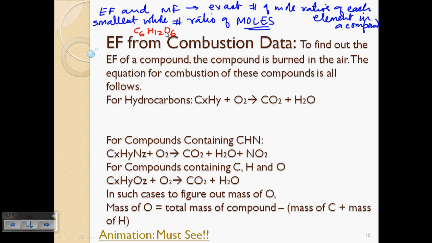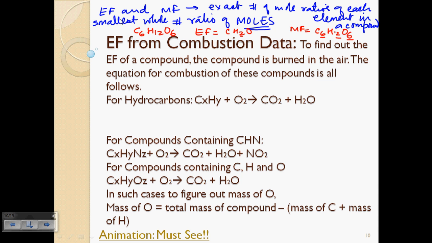C6H12O6, glucose, its empirical formula, you see everything's divisible by 6, will be CH2O, while its molecular formula will remain as C6H12O6. I would like to again remind you that these subscripts, or the numbers in either empirical or molecular formula, indicate the mole ratios and not the mass ratios.